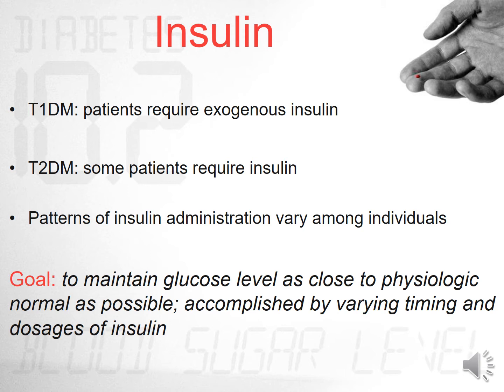Type 1 diabetic patients require exogenous insulin, which means they need to have insulin given to them or to give it to themselves. Type 2 or some patients require insulin. Patterns of insulin administration vary among individuals. The goal is to maintain glucose levels as close to physiological normal as possible, accomplished by varying timing and dosages of insulin.